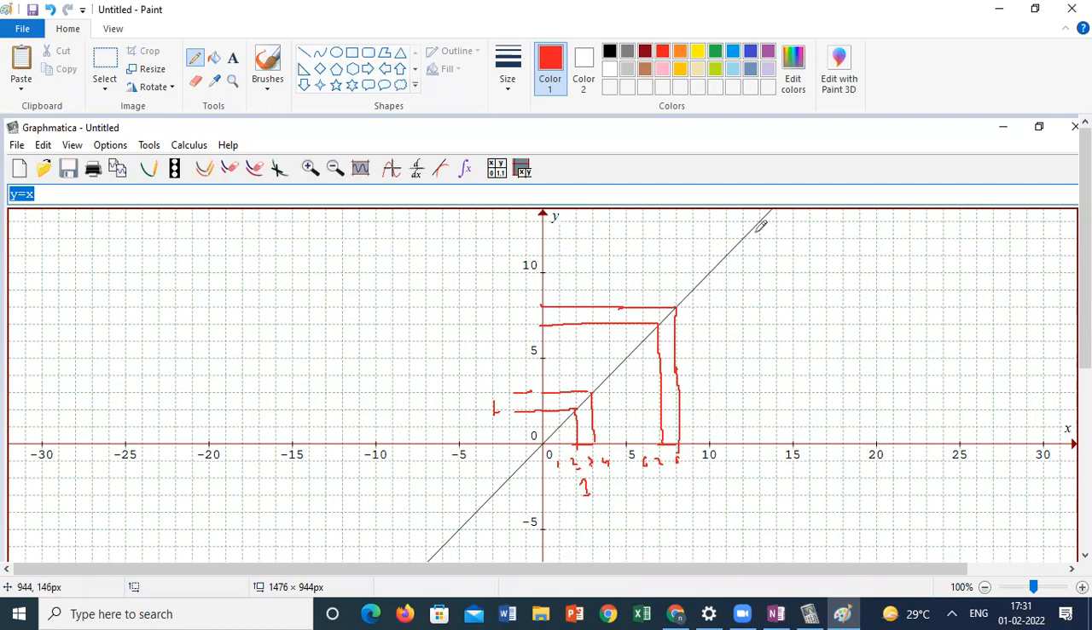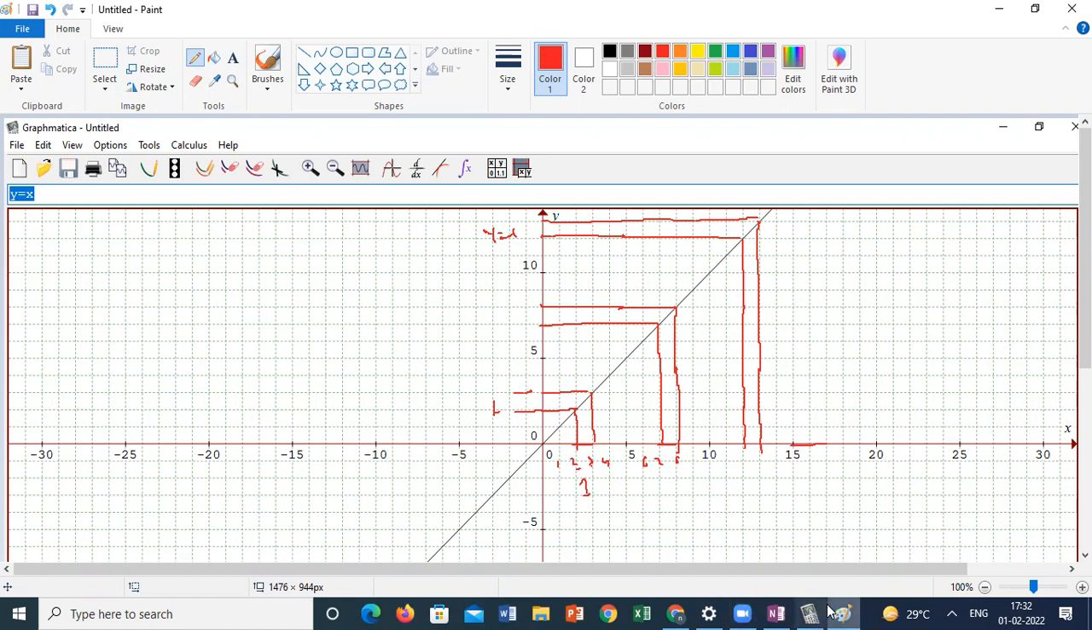If I'm taking some other position, see here, 13 to 14, y also increased exactly 1. If I'm increasing 2 units, y also increased 2 units. That means the change in y with respect to x is fixed. If x is increased by 1, y also increased by 1. If x is increased by 2, y also increased by 2. Per unit, it will be 1 only.